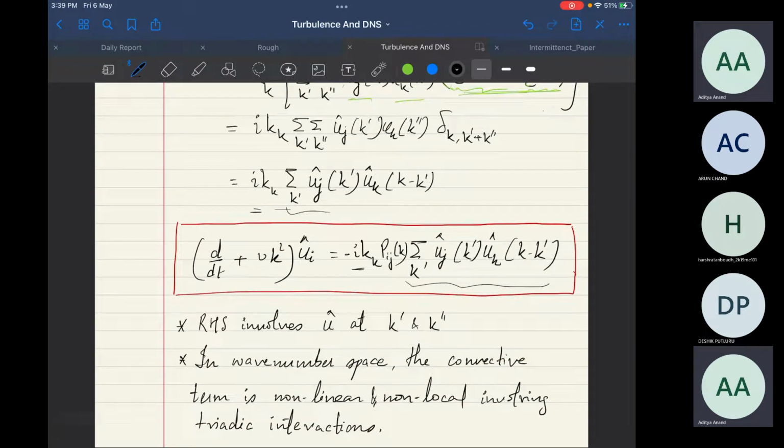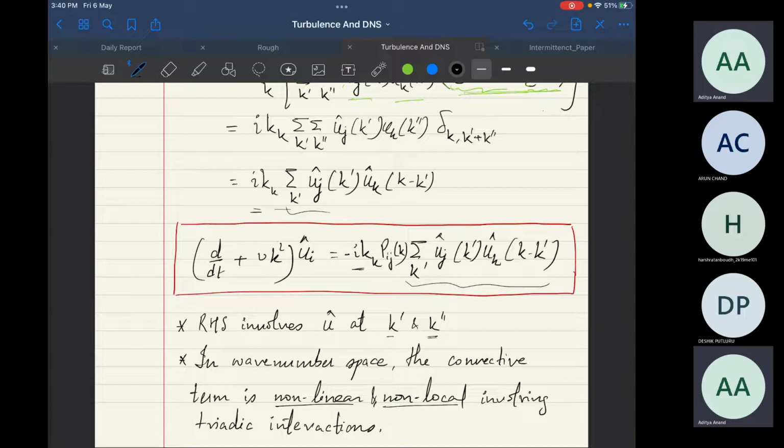Okay, so this is a very complicated equation here. On the left hand side you have your time derivative and viscous term. On the RHS you have this complicated term which has the velocities with contributions from wave number k prime and k double prime. However, the entire right hand side has contributions from all three. So this term in wave number space is the convective term, the remnants of the convective term after the pressure cancellations. So these are non-linear and non-local.